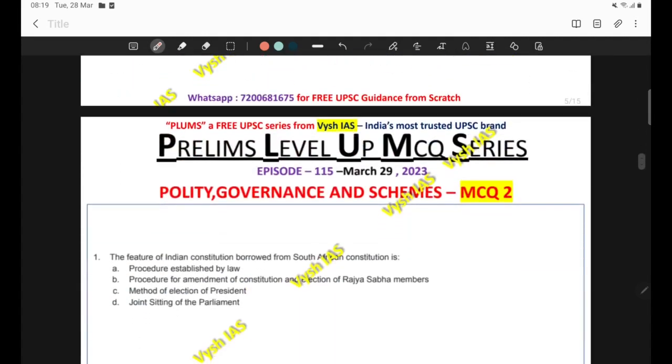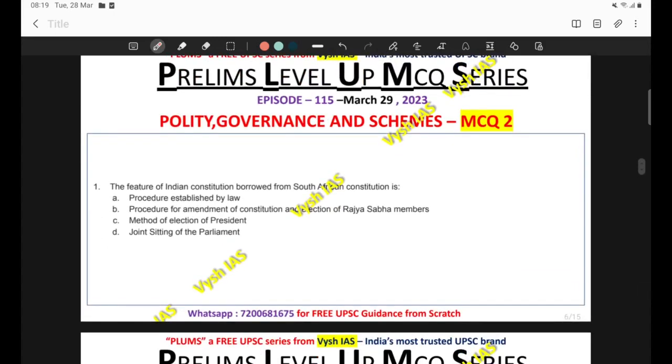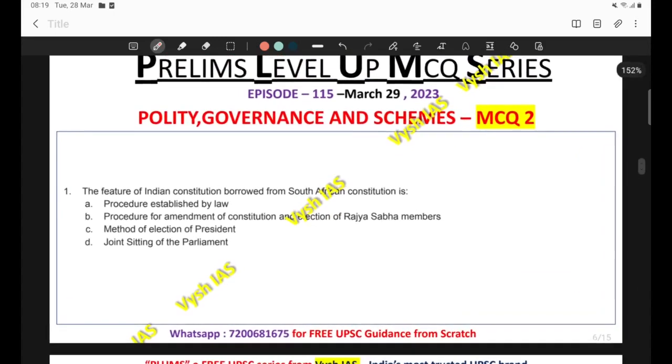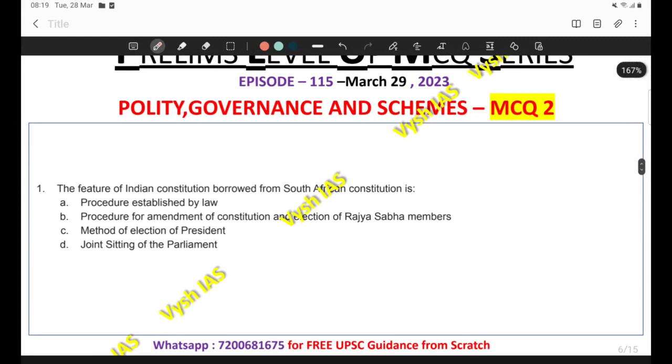Now come to the second question. The feature of the Indian constitution borrowed from the South African constitution is. This is also a factual question, nothing more to explain. You have to mug up, and you can make some mnemonics also, of which parts have been borrowed from varied parts of the world and their constitutions. Some features have been borrowed from across the world.